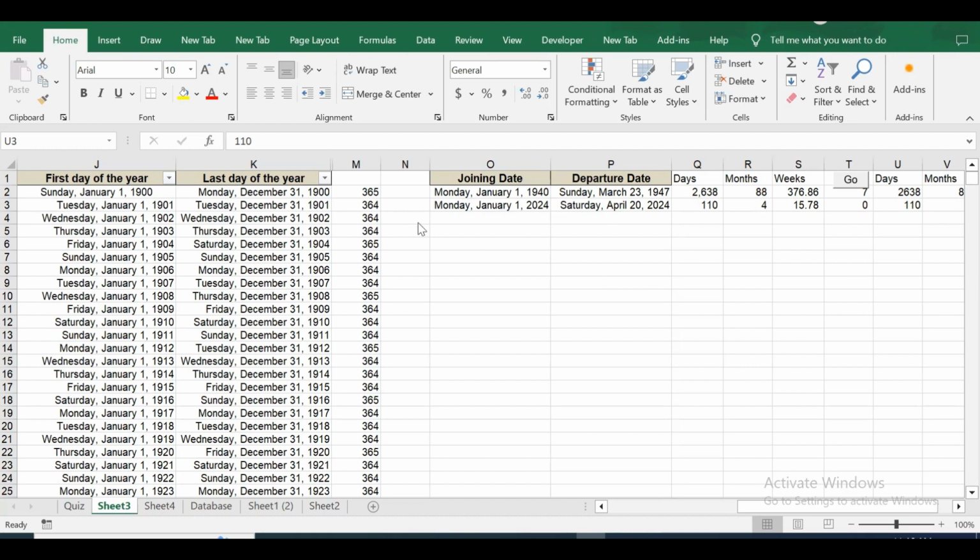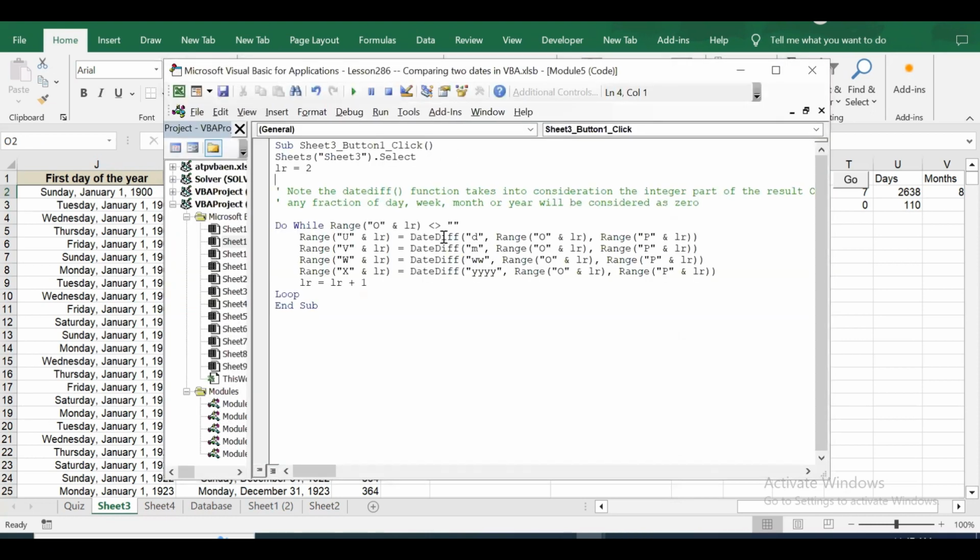In our previous session, we discussed the comparison of two dates, and the DATEDIF function was explained. Excel comes with VBA, and in VBA you have a different method, that is DateDiff, in which you provide the interval, for example D for day, M for month, WW for weeks, and YYYY for years, right?